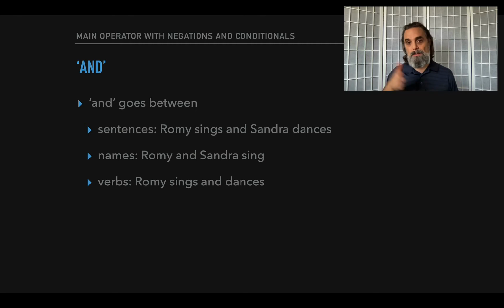We don't have names and verbs, so for us, we just have those atomic sentence letters, and then we can build up sentences out of them, and between any of those sentences we can stick in the wedge symbol. So "and" is like that, but also "and" in English can go between names, like in Romy and Sandra sing, and also verbs, Romy sings and dances. And so in the names case, Romy and Sandra sing, that's just Romy sings and Sandra sings. Romy sings and dances, that's Romy sings and Romy dances. So I think that's pretty clear, but we just want to be explicit about that.